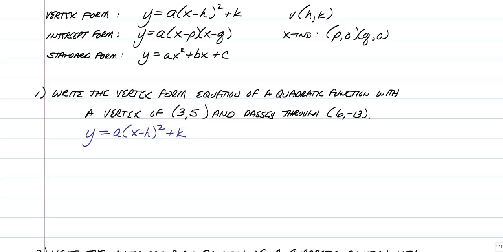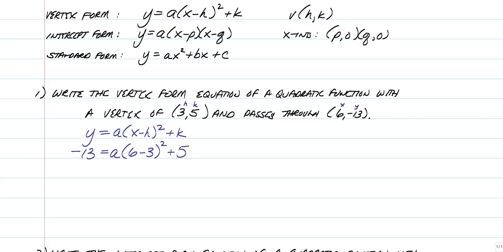And now we're just going to use a lot of substitution. So we have everything except for the a value. We know our vertex is h comma k, and we know our points are always x comma y. So we have enough information to solve this. So start substituting everything that you're given. So y is negative 13. That's equal to a, the only thing we don't have. X was given as 6. Our h value is 3, so minus h would be minus 3 squared plus our k value of 5.